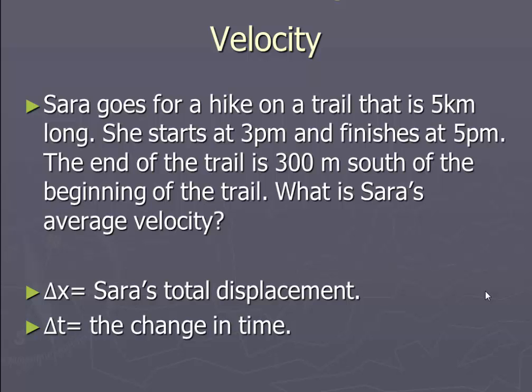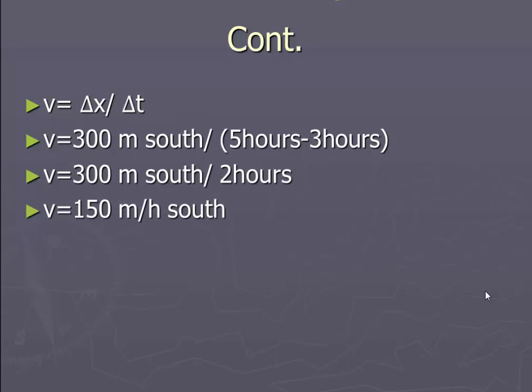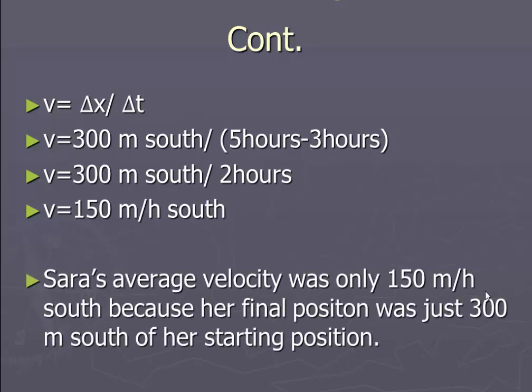And the change in time, well, she started at 3 p.m. and she finishes at 5 p.m. That's a difference of 2 hours, so delta t is going to equal 2. Then you just have to do 300 divided by 2, which gives us 150. So her velocity is 150 meters per hour south. We can write that as Sarah's average velocity was only 150 meters per hour south because her final position was just 300 meters south of her starting position.